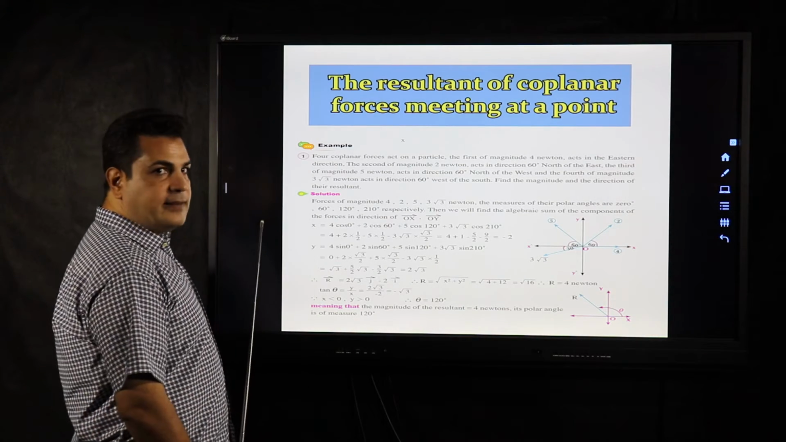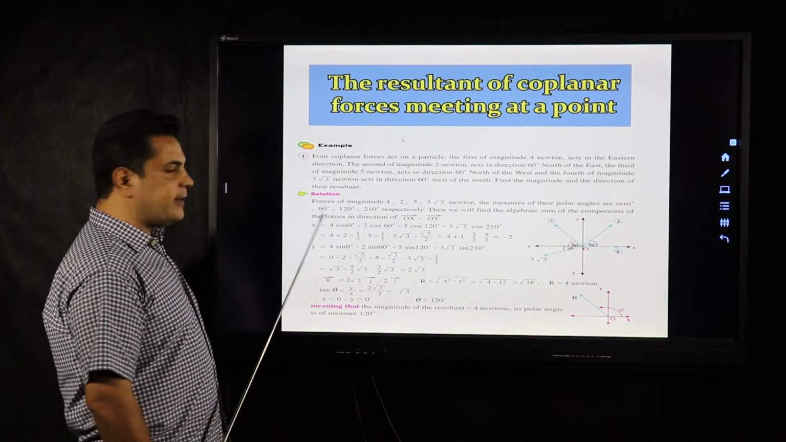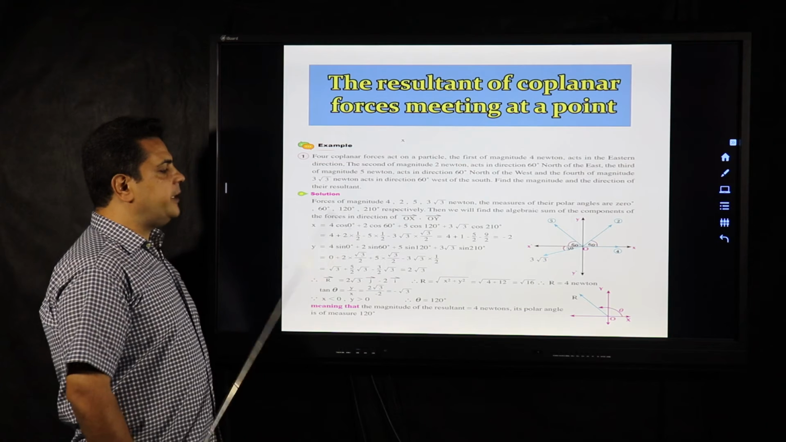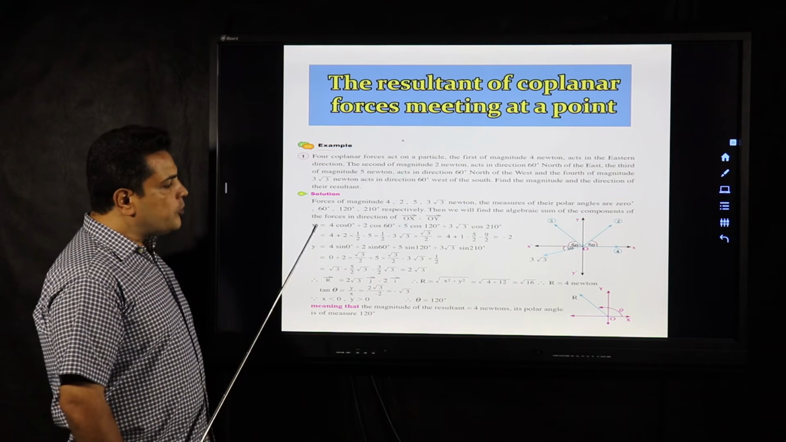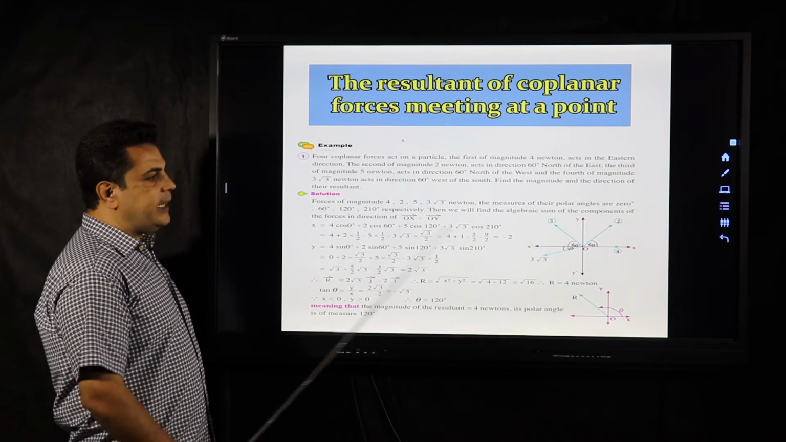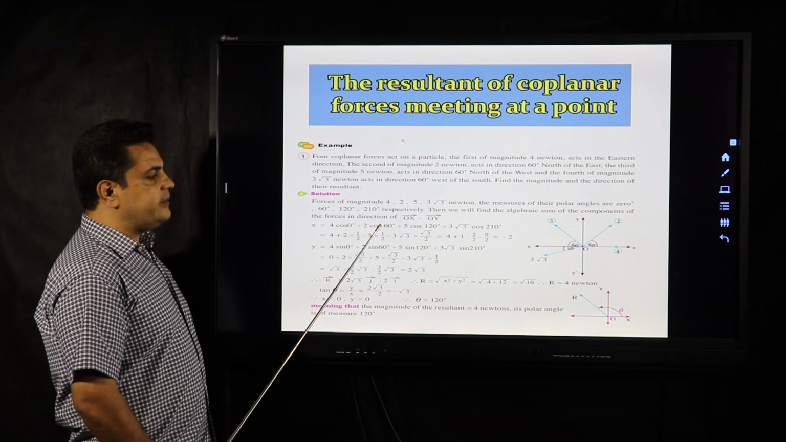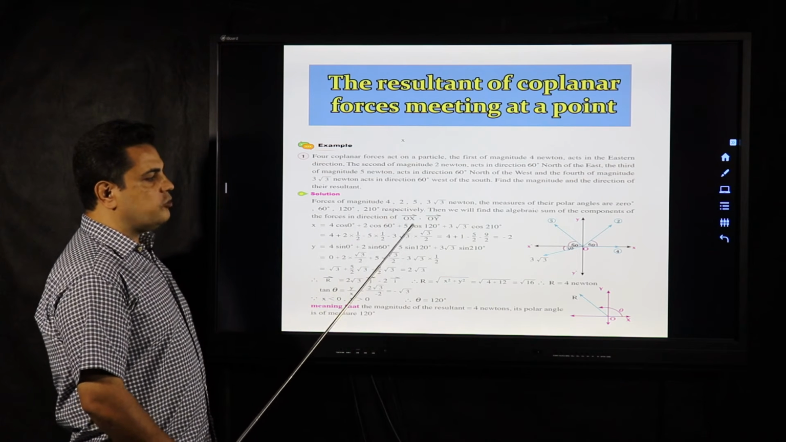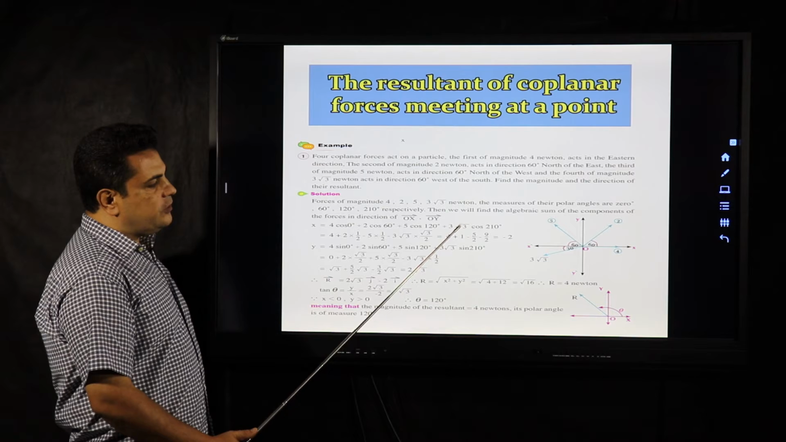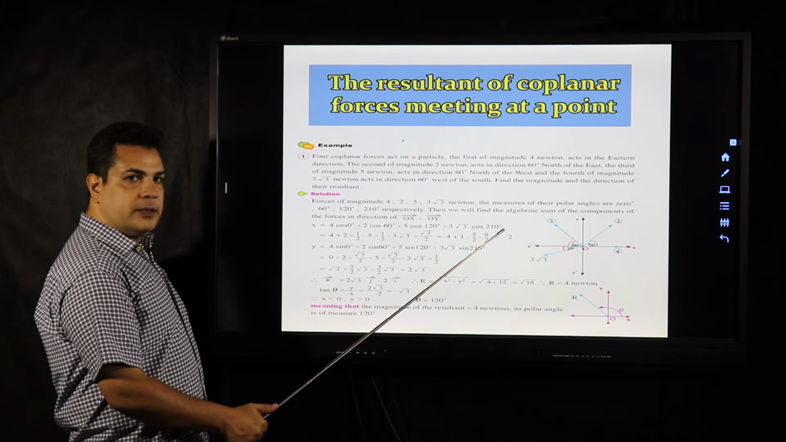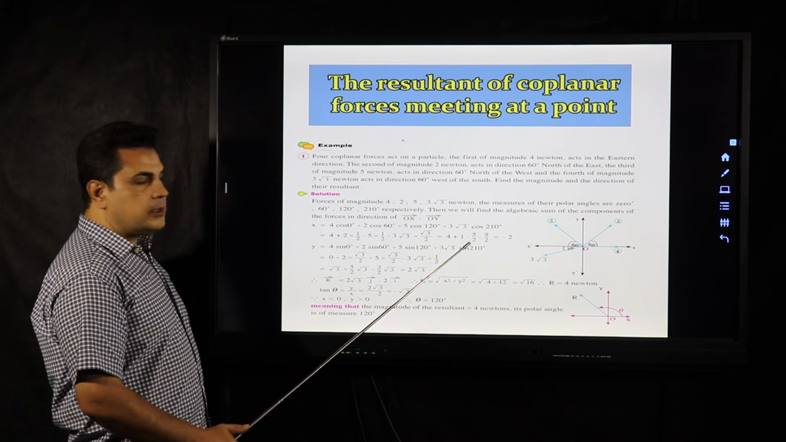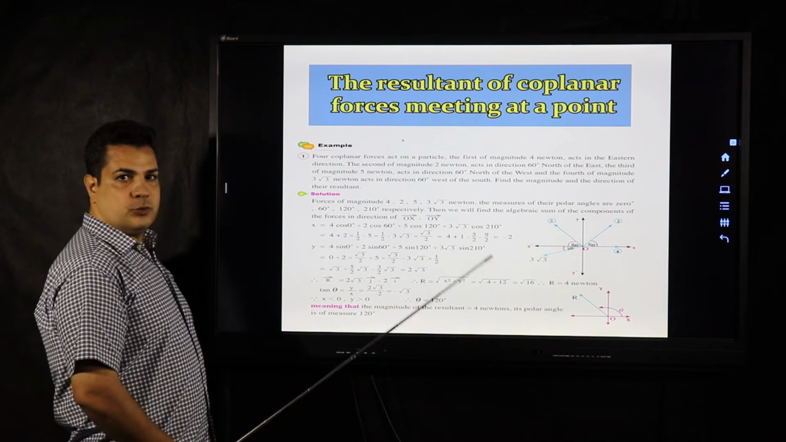Then we find x and y. X equals 4 cosine 0, because the angle equals 0, plus 2 cosine 60, plus 5 cosine 120, plus 3 root 3 cosine 210. By calculator, that equals -2.